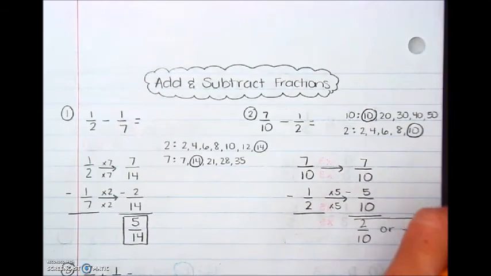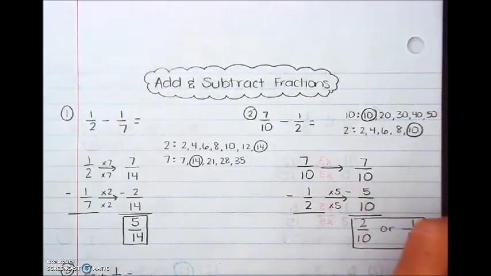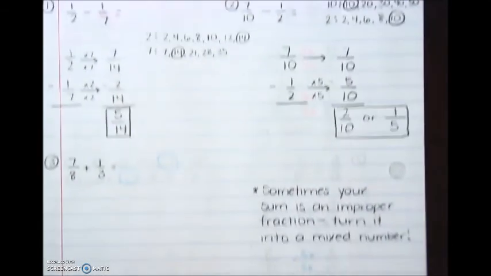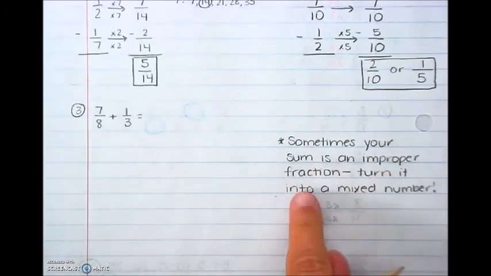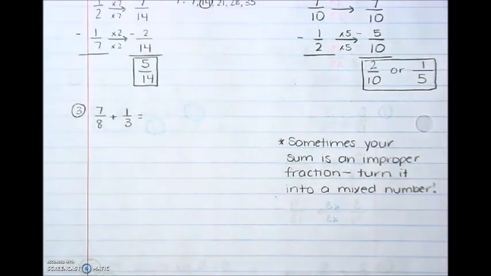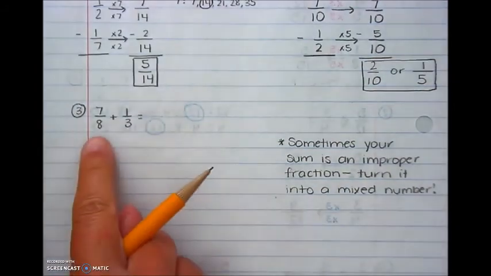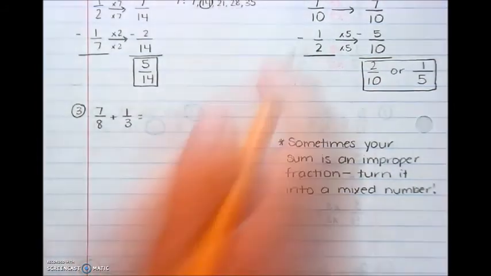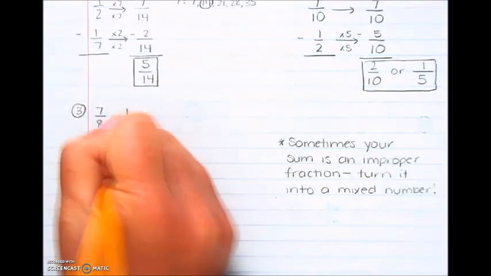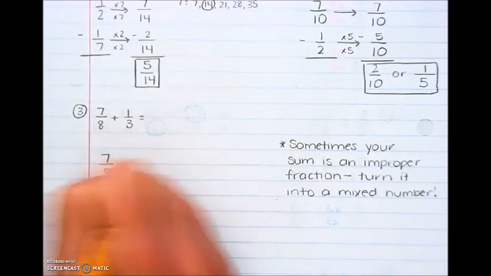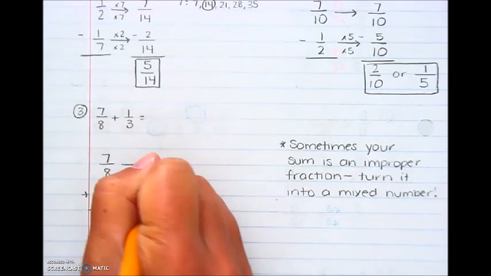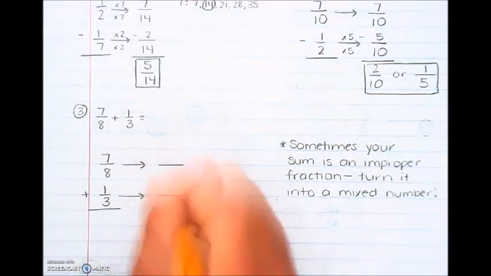Let's take a look at one more addition question, because we're going to find that sometimes when we add, our sum is an improper fraction, and we're going to need to turn it into a mixed number. So let's look at how we'll do that. So I have 7/8 and 1/3. Again, I'll line up my numbers vertically, and I like doing this vertically because it allows me to draw those arrows and make those equivalent fractions.